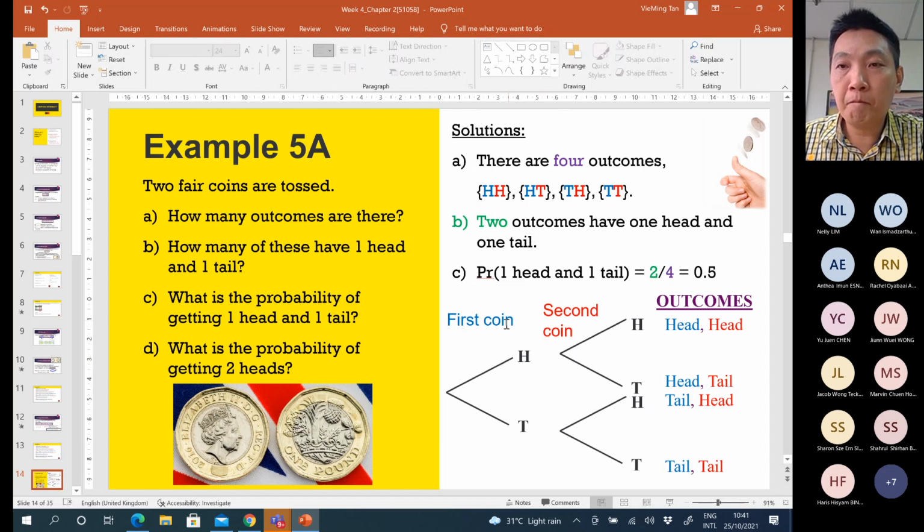All right, so this part. Then the second event is the second coin, right? So you can also draw, okay, there will be 2 possible outcomes also for the second coin. It can be head or tail. Okay, head or tail.